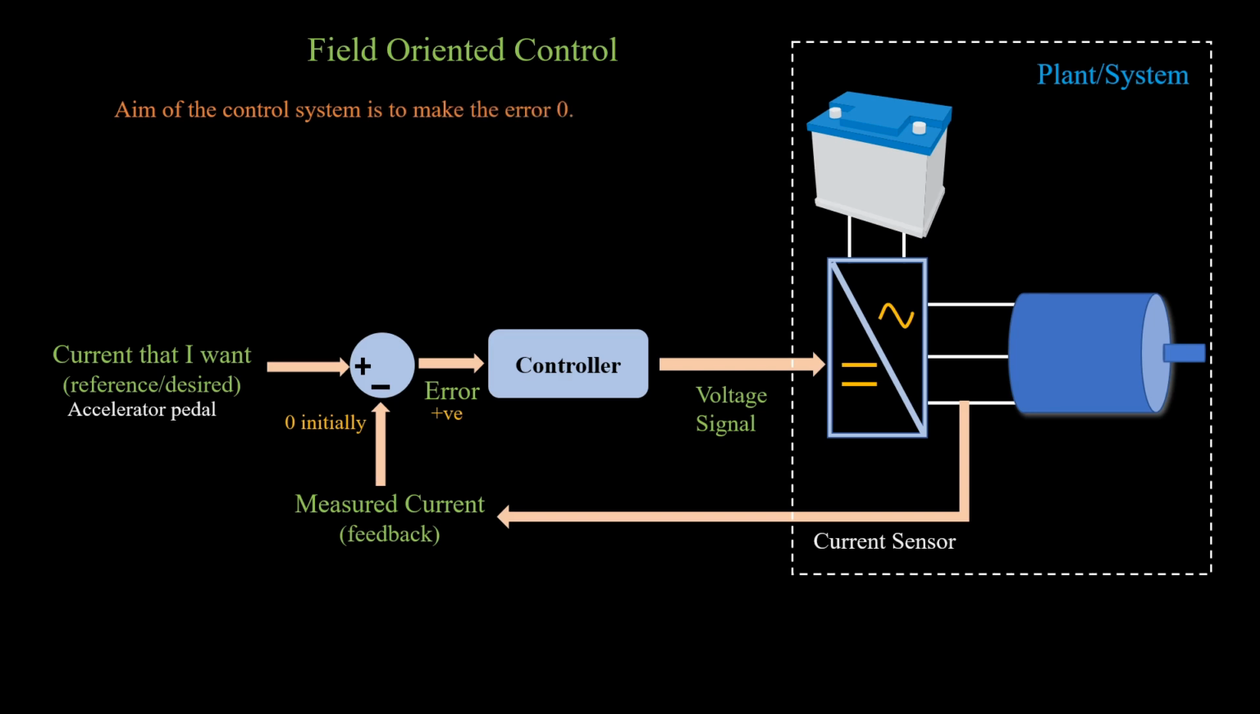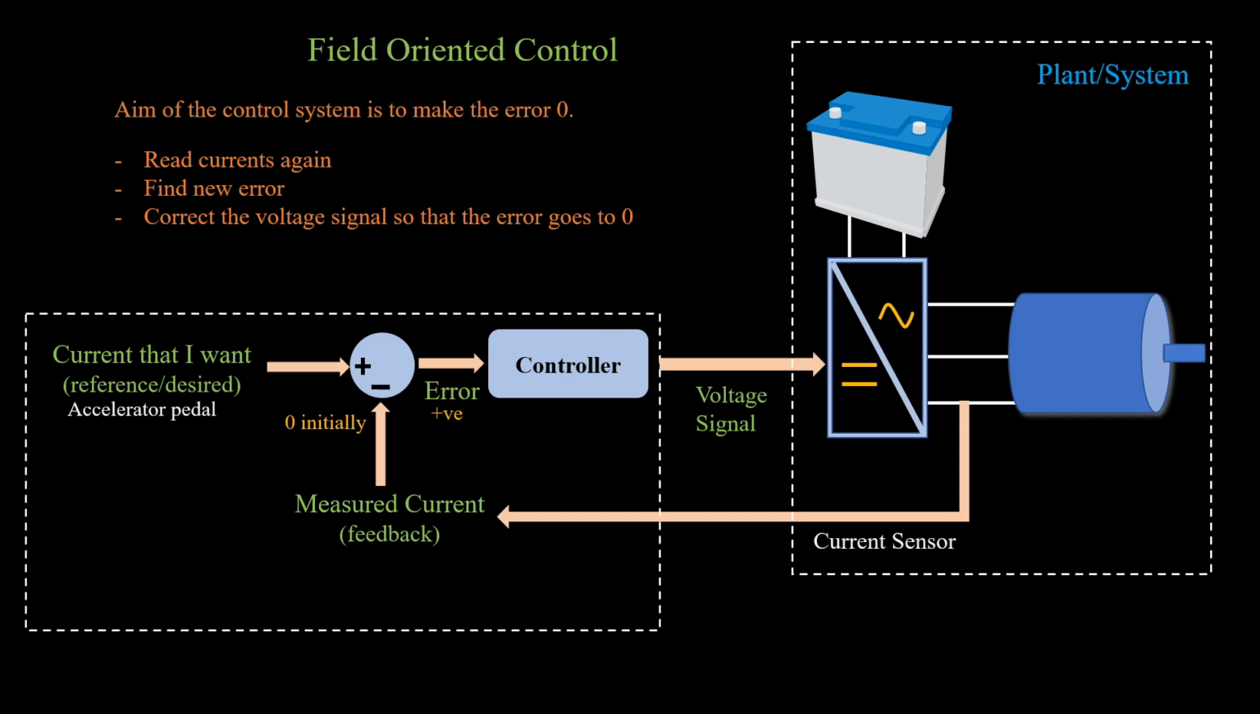The aim of this control is to make the error 0 so that the feedback current matches with the desired current. Now we will again read the currents, find the new error, change the voltage so that the error moves towards 0. We will keep repeating this process, and what will happen is the error will eventually go to 0. This is an example of a closed loop control system. And all this happens in a microcontroller.